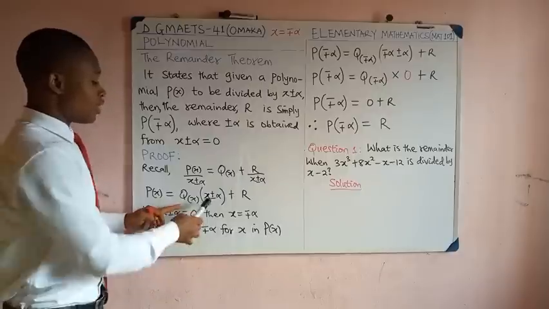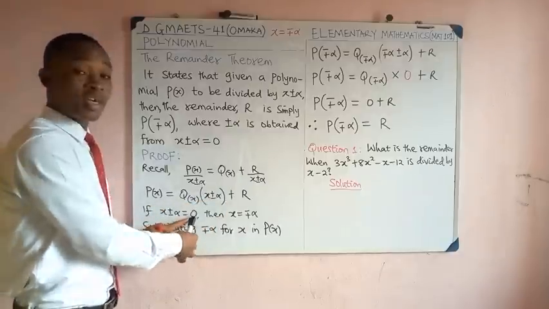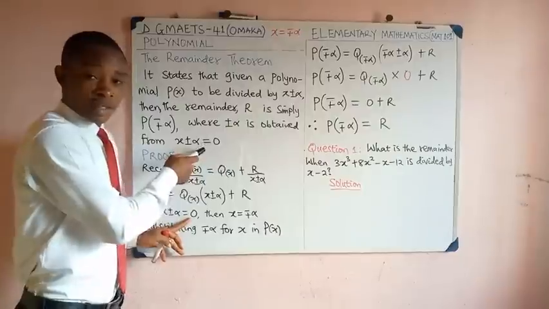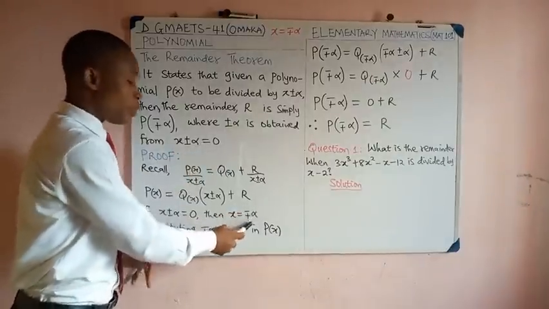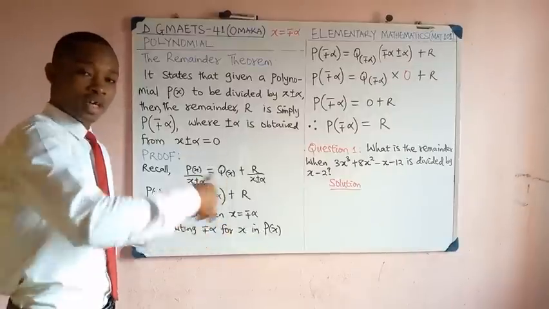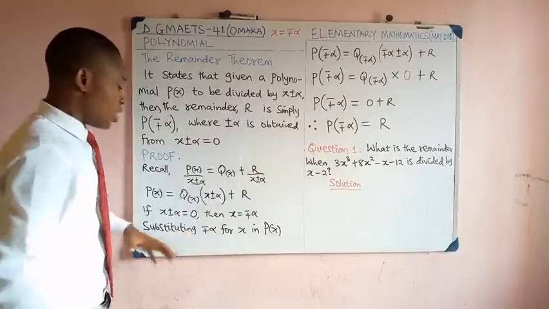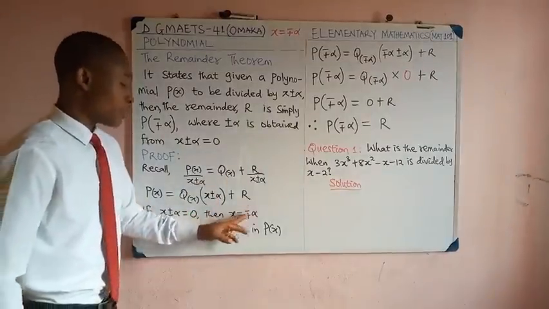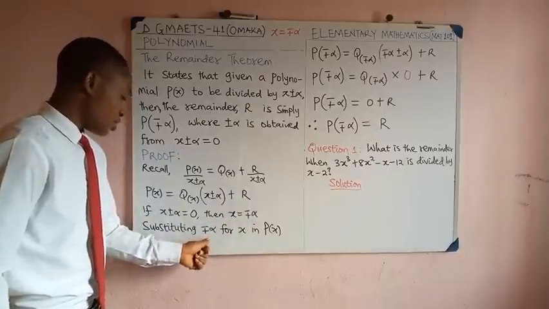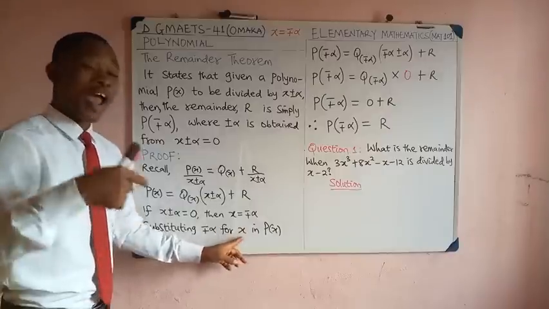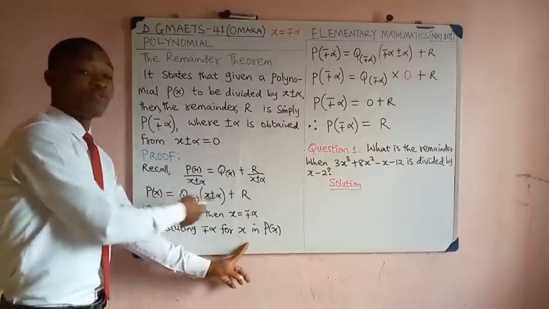Now, if the x plus or minus alpha is set to 0, just like I told you here, you can get the value of x to be equal to minus or plus alpha. The sign will change when a constant crosses the equality sign. And that gives us the value of x to be minus or plus alpha. That value of x, which is minus or plus alpha, substitute it for x in the given polynomial.